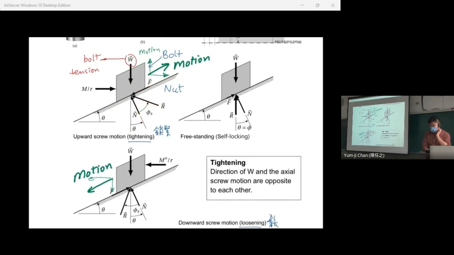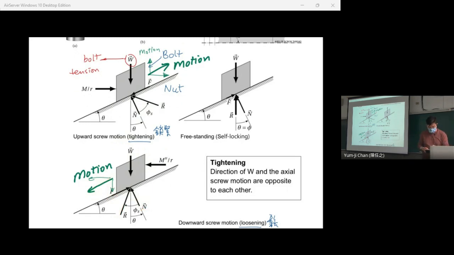Now, to loosen a bolt, the actual motion of the bolt is in the same direction as W. Because the motion is to the left, the friction is going to the right. So the resultant of F and N, R, is going to the right. It looks a bit difficult, but let's work on a problem.